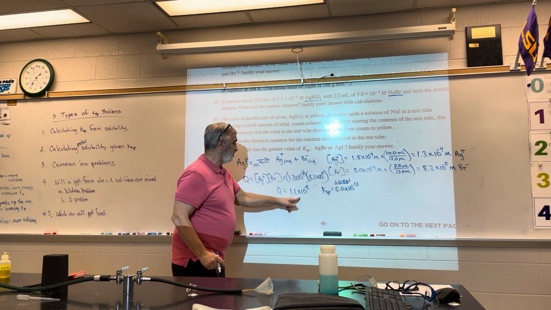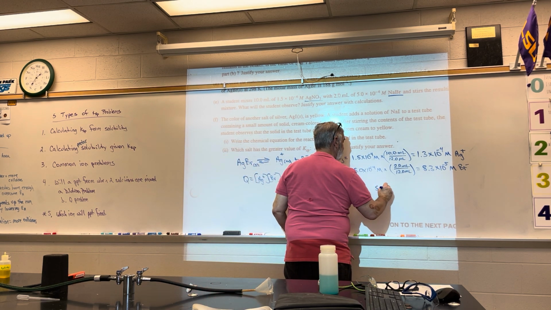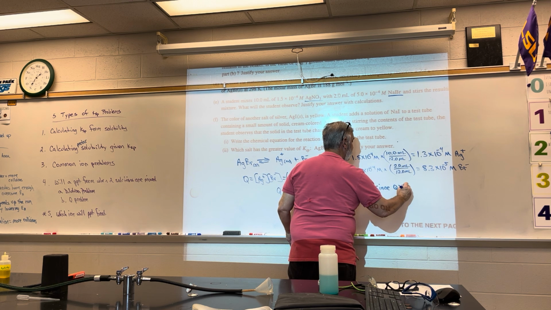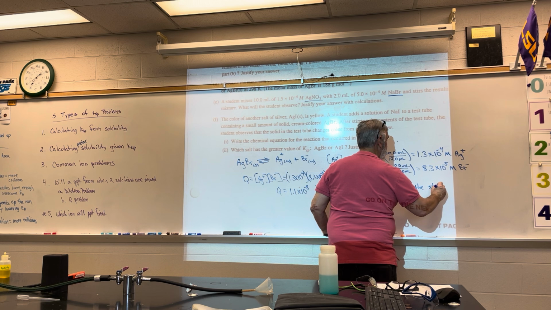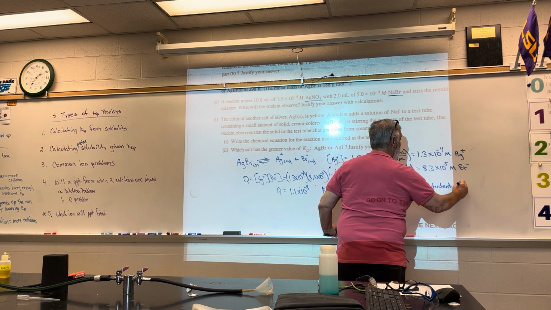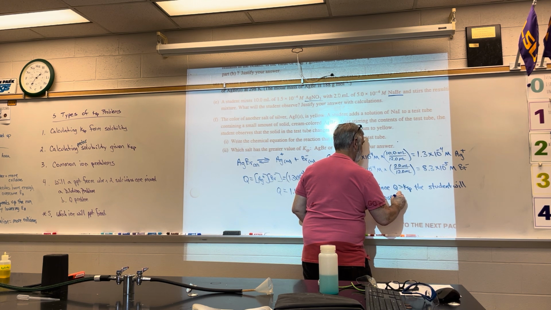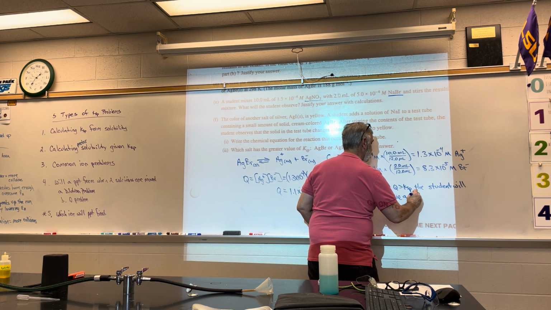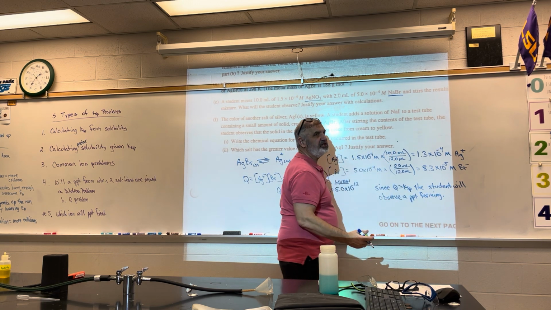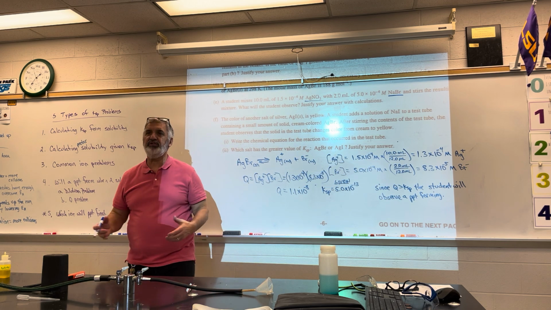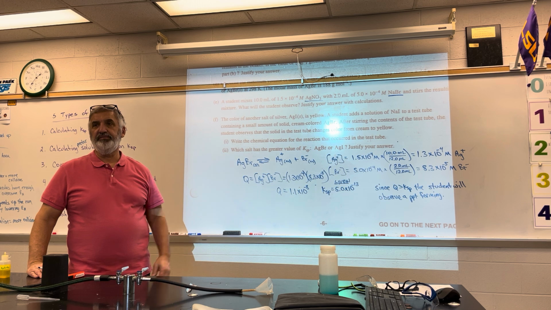So Q is greater than KSP. So since Q is greater than KSP, the student will observe, I'm answering the question, a precipitate forming. The formation of a precipitate. Anything saying the student's going to see a precipitate. But you have to prove it with Q.